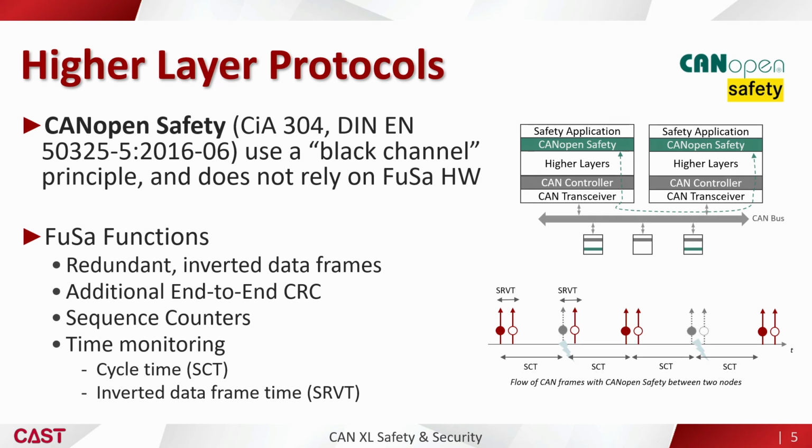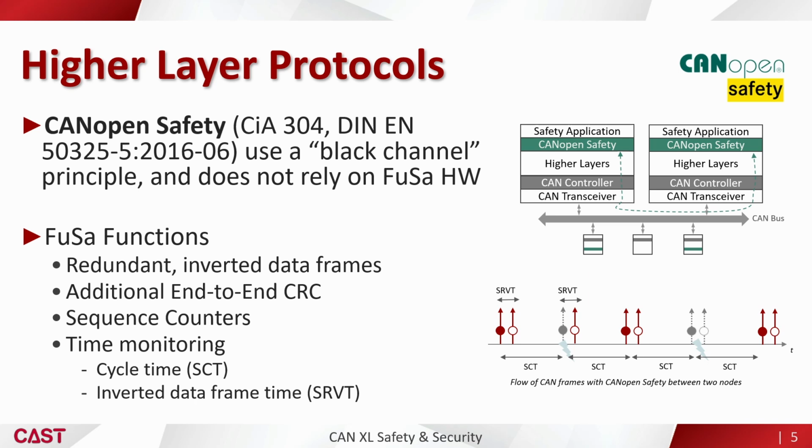The answer is not entirely. While the protocol provides strong baseline protection, certain error patterns, such as burst errors affecting multiple consecutive bits, can occasionally exceed the detection capability of the CRC alone. This is where higher-layer safety protocols come in. CANopen Safety, defined in CiA 304, is a well-established example. It operates on the black channel principle, meaning it does not rely on safety-rated hardware. Instead, all safety mechanisms are implemented in software, running on top of standard CAN controllers.